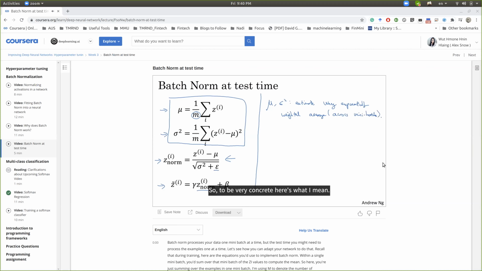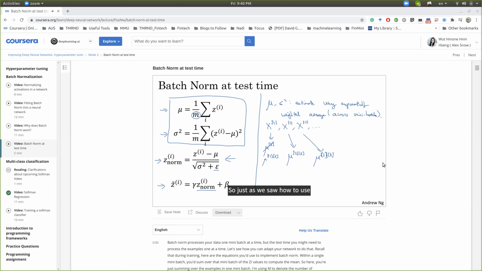So to be very concrete, here's what I mean. Let's pick some layer L, and let's say you're going through mini batches x1, x2, together with the corresponding values of y, and so on. So when training on x1, for that layer L, you get some mu L. And in fact, I'm going to write this as mu for the first mini batch and that layer. And then when you train on the second mini batch, for that layer and that mini batch, you end up with some second value of mu. And then for the third mini batch in this hidden layer, you end up with some third value for mu.